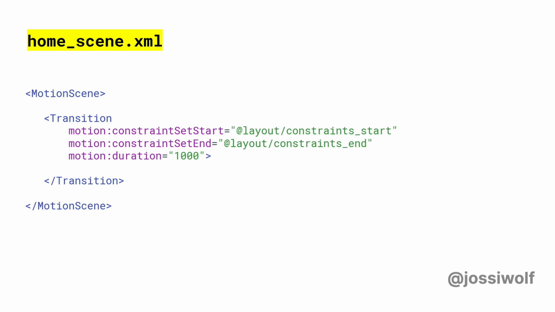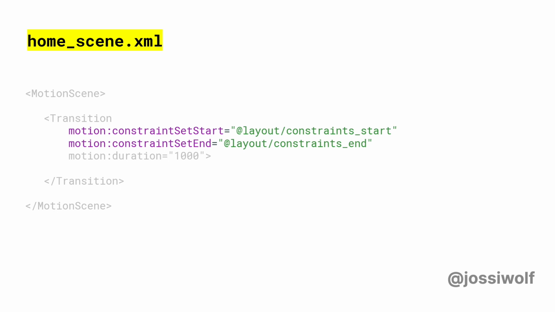And this transition tag has three important things: duration, constraint set start, and constraint set end. So the constraint set start tells motion layout, okay, this is what you're going to start with, and the end is what you're going to animate to. And go ahead and figure out what's in between, and we can change some stuff and influence that. As you see, we're just referencing some layouts here for the constraint sets, which contain constraint layouts.